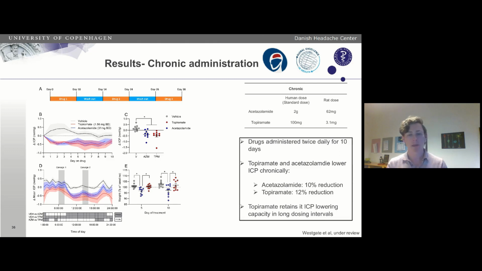Now chronic administration of these drugs, which is akin to how patients will receive the drugs. Here we use more standard human doses of these drugs, so 2 grams equivalent of acetazolamide, 100 milligrams equivalent of topiramate. We again show that the drugs do reduce intracranial pressure, although to a lower extent than the higher doses, which is expected. But what I think is particularly clinically interesting here is panel D.